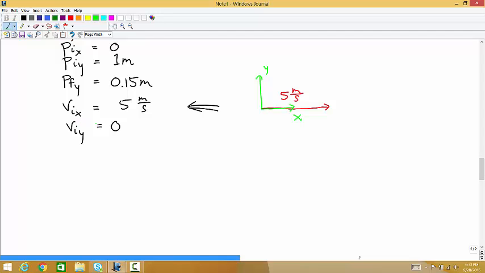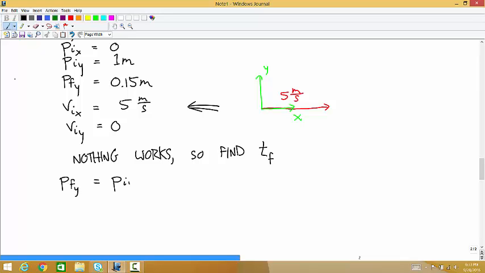All right, is there an equation that works with these? That's right, there's nothing that works, so we have to find T final. For that, I think the equation that's going to work is PFY is equal to PIY plus VIY TF plus 1/2 AY TF squared.